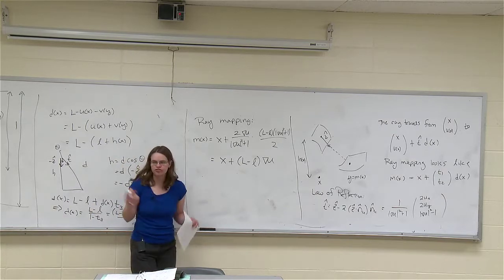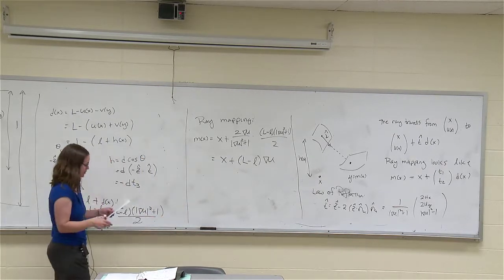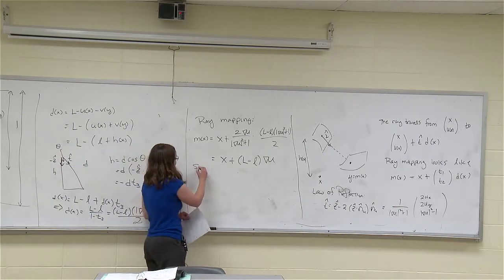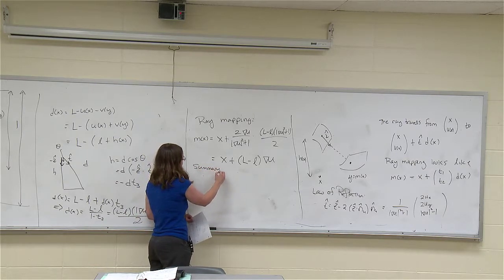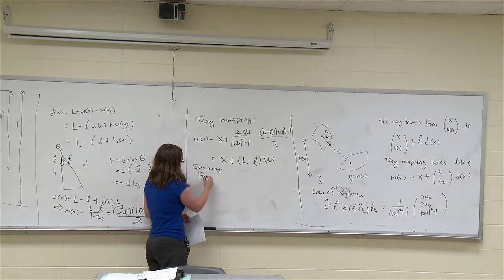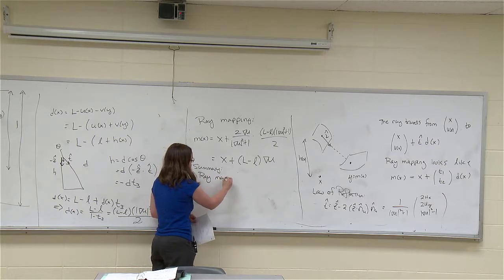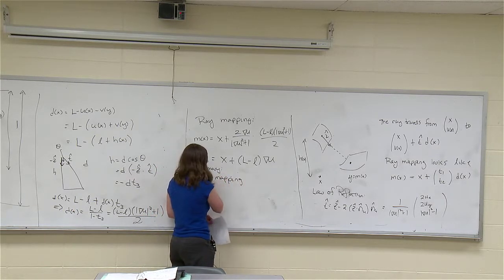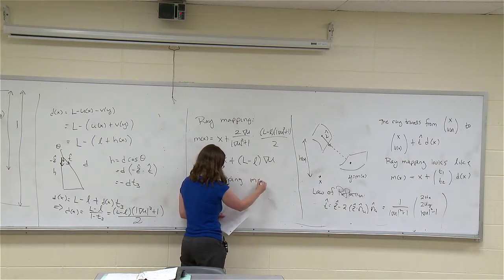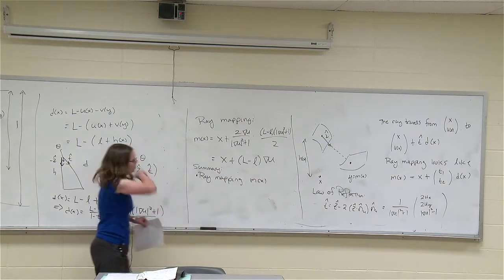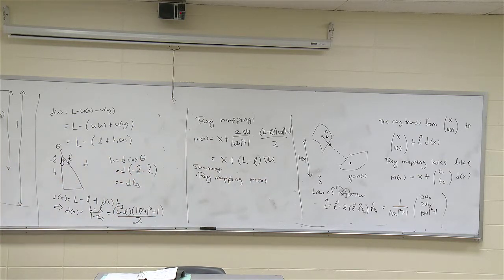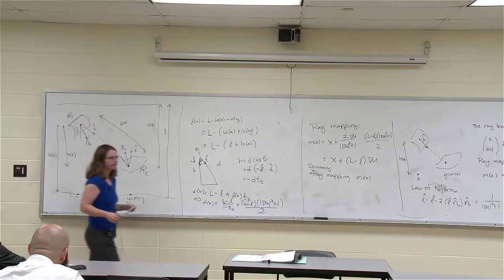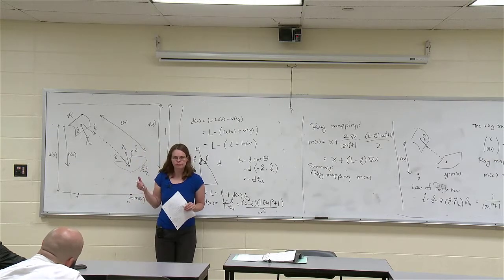Okay, so let me just try to summarize the pieces of information that we know. All right? So if I try to summarize this, we have a ray mapping, which we can write down explicitly in terms of the gradient of this reflector. What else do we know?